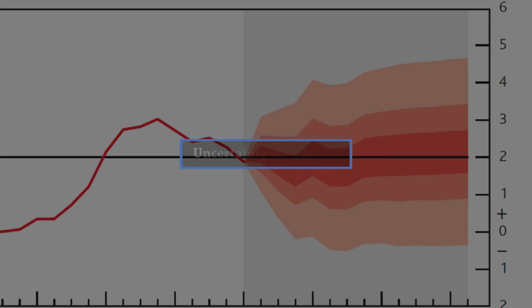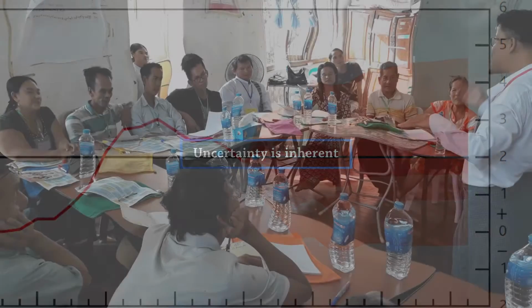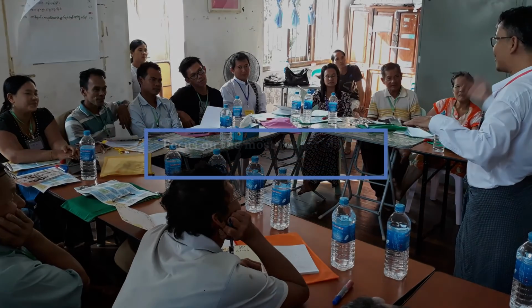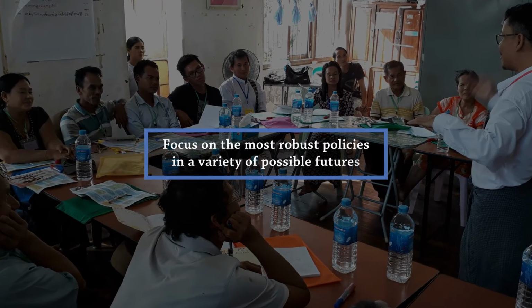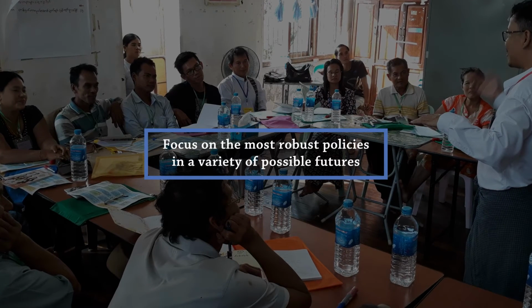So a fourth way to minimize the potential for participatory modeling to become just an isolated experiment is to emphasize that uncertainty is inherent with any change. Moreover, it is even present when no change in policies are made. Instead, encourage the group to focus on the most robust policies that would be effective in a variety of possible futures.